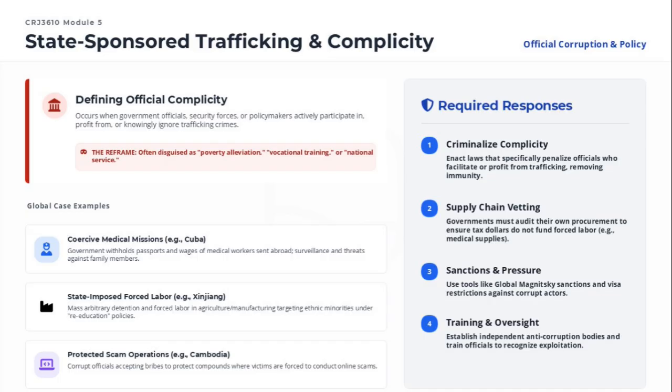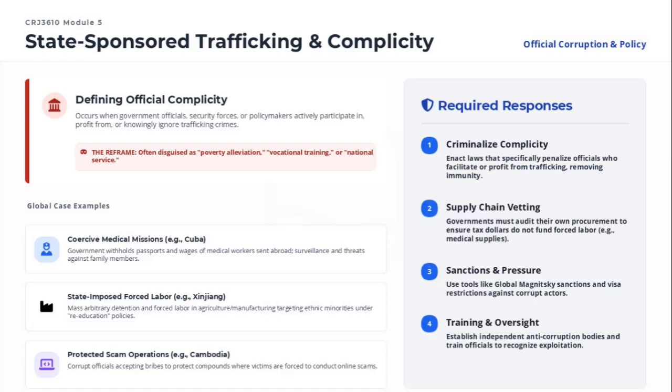State-sponsored trafficking occurs when governments or officials directly participate in or enable forced labor or exploitation. The 2025 TIP report highlights cases involving coerced labor programs, confiscation of passports, wage withholdings, and surveillance of workers abroad. Examples include forced labor tied to re-education programs, exploitative overseas labor deployments, or scam compounds operating with official tolerance. Official complicity undermines accountability because victims cannot rely on local authorities for protection.